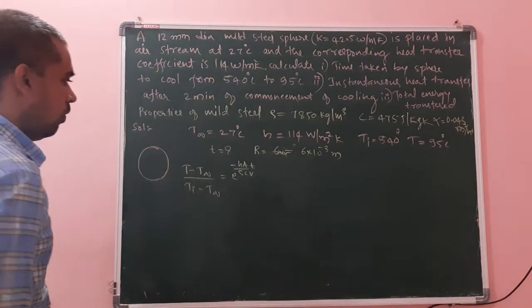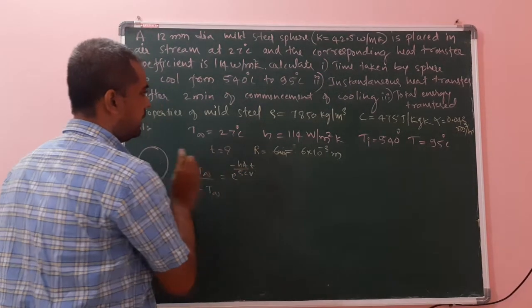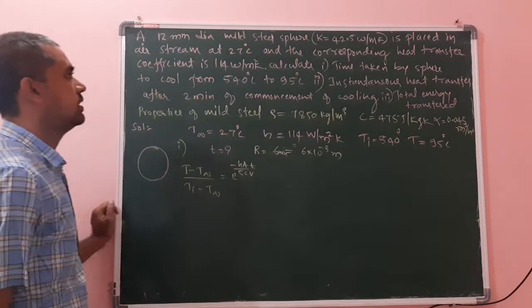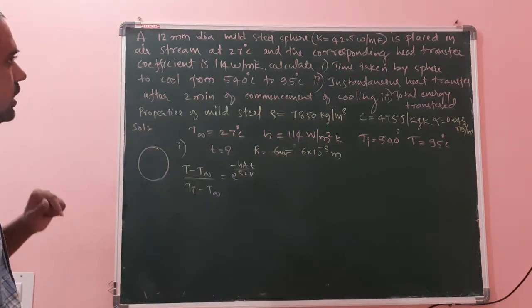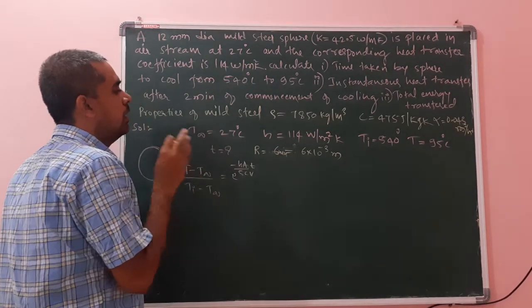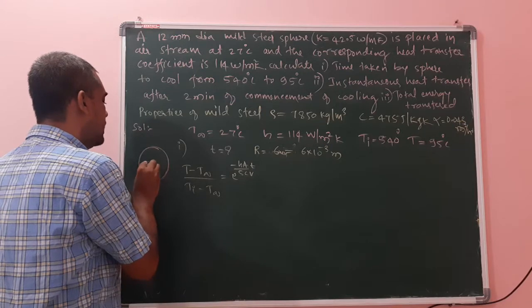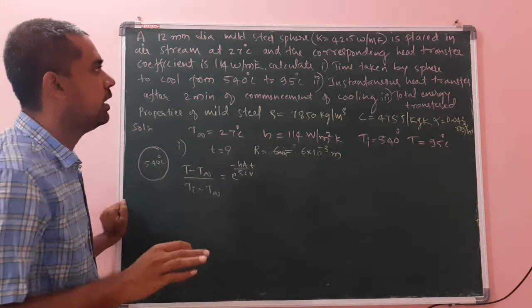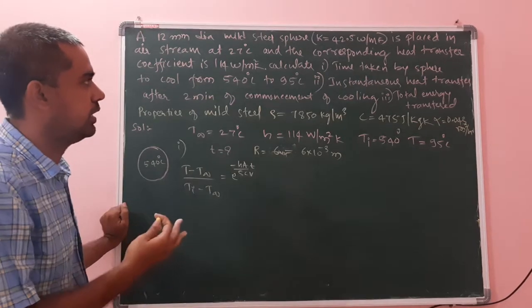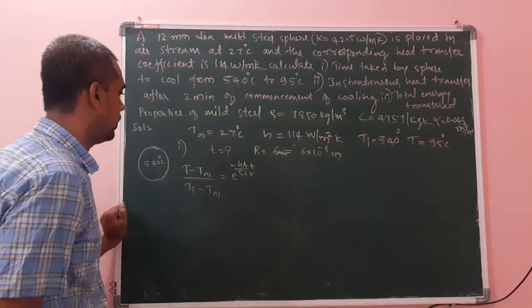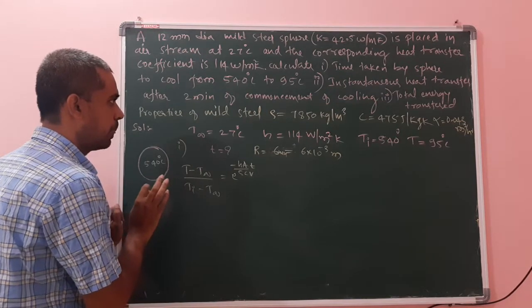What you have to calculate, first case, you have to find t. Second is instantaneous heat transfer after 2 minutes, that we will discuss. First you have to calculate the time required by the sphere. Initially it is at 540 degrees Celsius. What is the time in which it will cool from 540 degrees Celsius to 95 degrees Celsius, that you have to calculate.